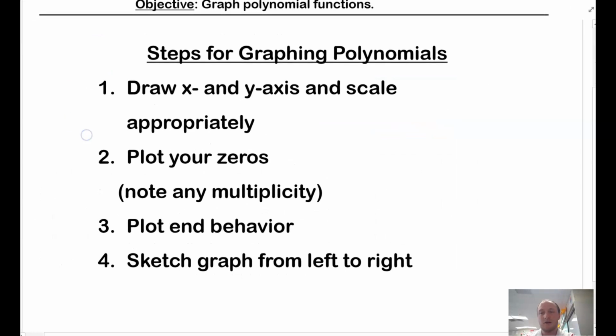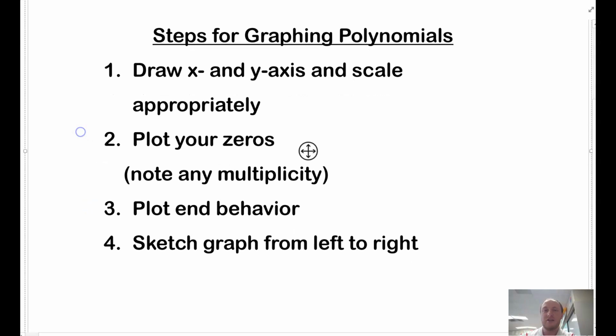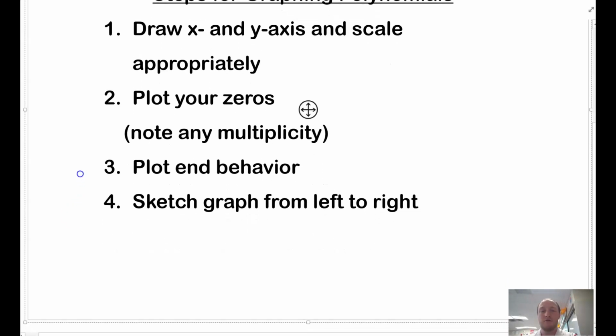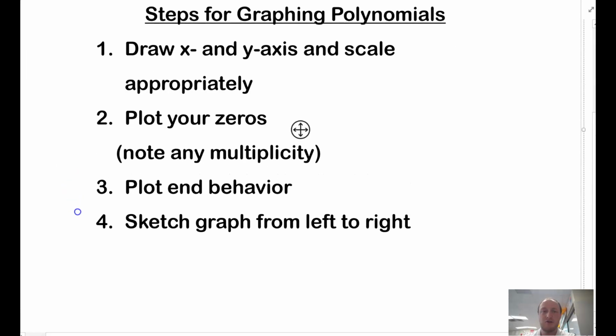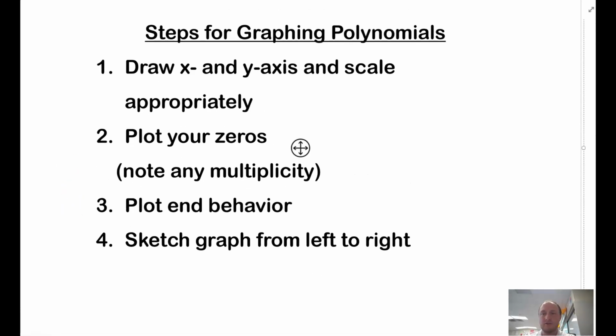Here is our graphing recipe, if you will, if we're going to cook up a graph. The steps for graphing polynomials. Step 1, make sure you have an x and y axis scale and make sure it's appropriate. Step 2, you'll want to plot your zeros and then plot the end behavior and sketch from left to right. Okay, so make sure you have those in your notes, and we're going to go ahead and look at some examples.